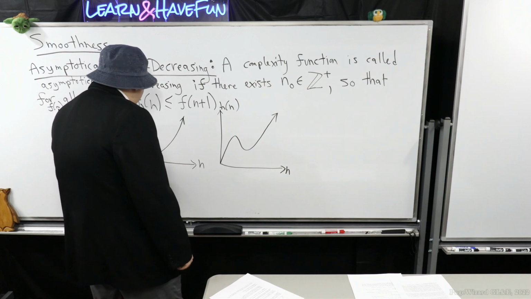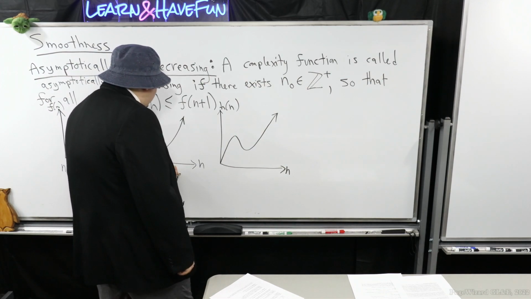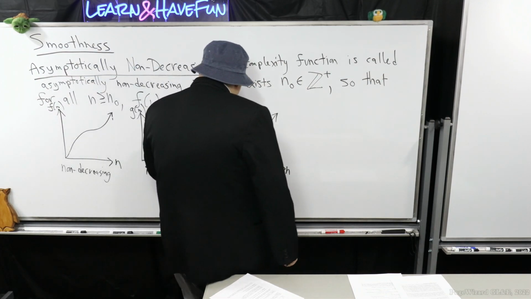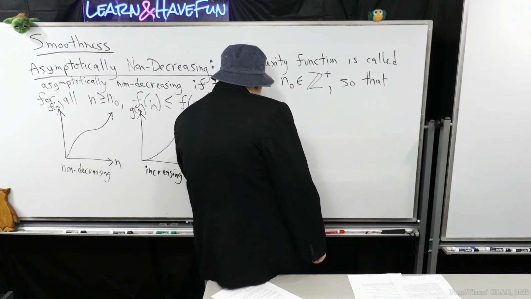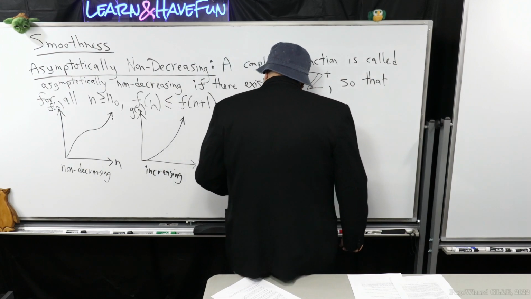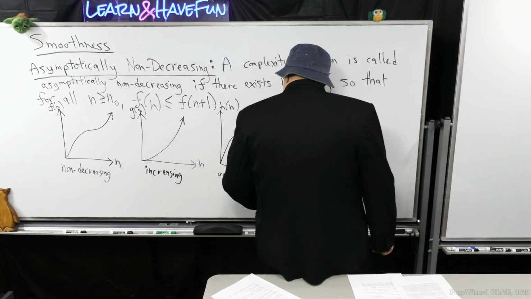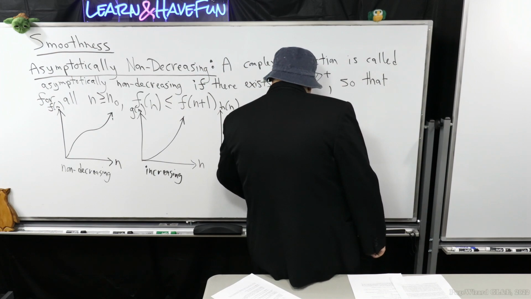This one's an increasing function. We actually talked a little bit about that a moment ago. And this is an example of an asymptotically non-decreasing function. Some people call it an eventually non-decreasing function. It's the same exact thing. Asymptotically non-decreasing.